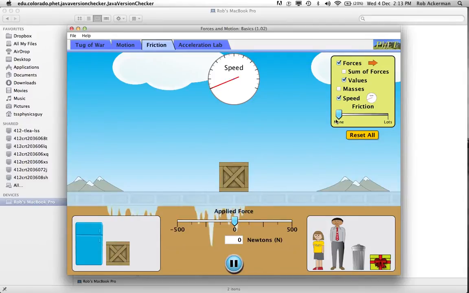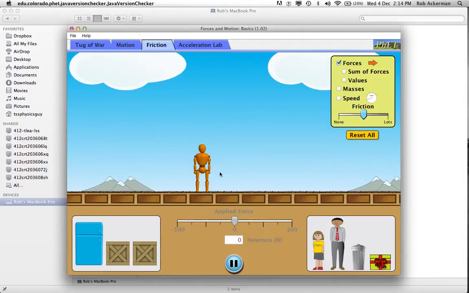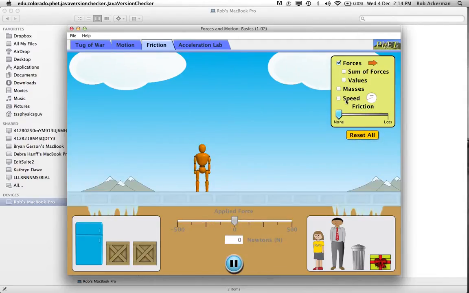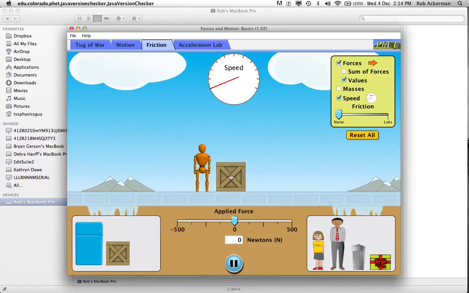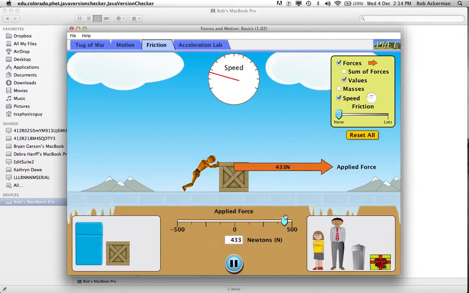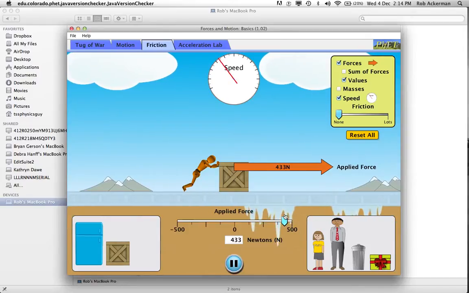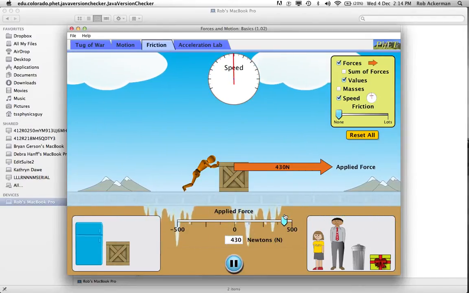Slide friction all the way to the left, and you see suddenly the ground freezes. There's an icy surface. Icy surfaces often have very little friction. So let's reset everything actually. Friction down to 0. Show me the value of the forces and the speed. Ready? Get the block up there and give this a push. Here we go, and hold it right around the same value I had before. This time no friction counteracting the pushing.